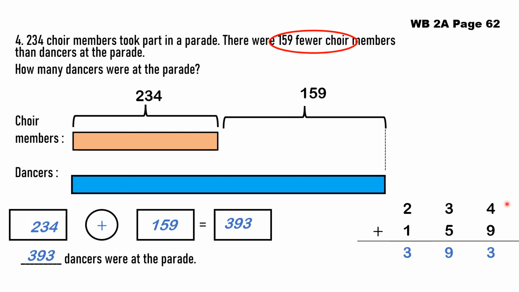So this will be your working. As usual, you always add from digits in the ones. So 4 plus 9 to get 13. So 3 will go down, 1 will go up here. So 1 plus 3 plus 5 to get 9. And lastly, in the hundreds, 2 plus 1 to get 3. So this will be your final answer.